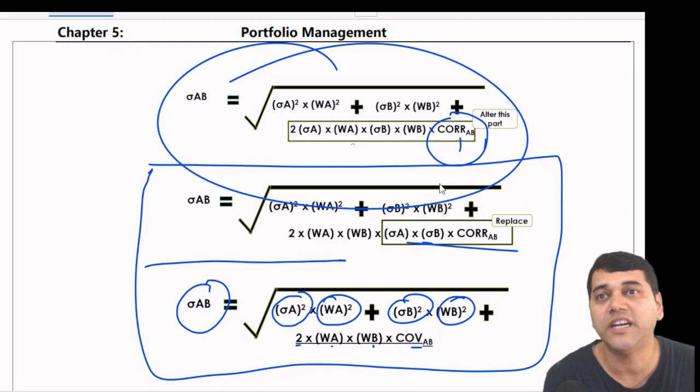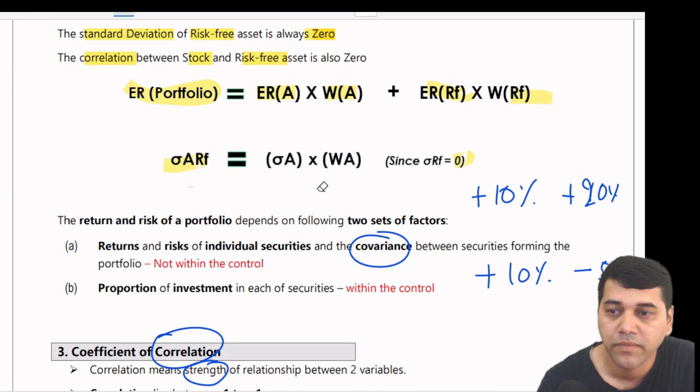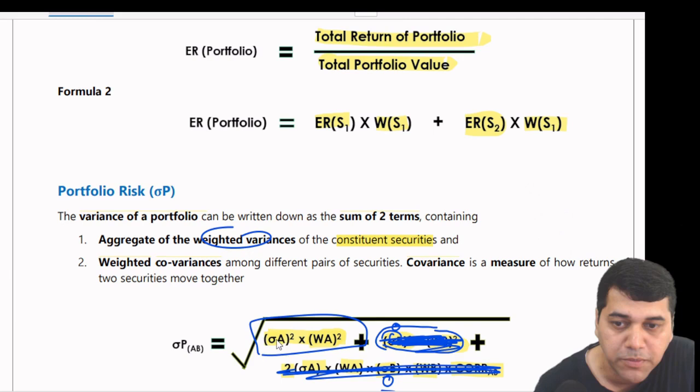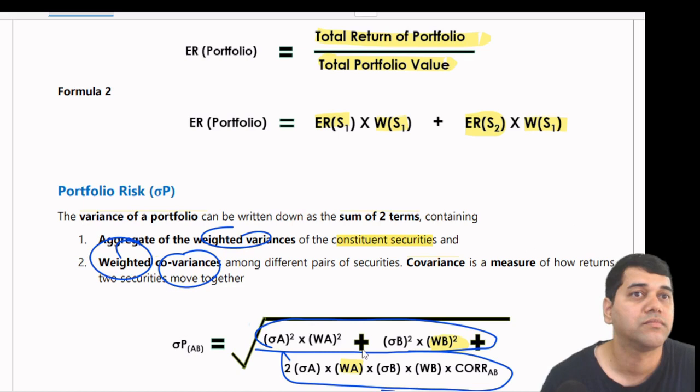If I go back to the equation here, the first thing I told you is that portfolio risk is the aggregate of the weighted variance. That means the first portion is the aggregate of the weights, and the weighted covariance is the second portion. Why? Statistically, it is generally accepted. People understood that this should be a measure. So, got an idea? Okay, we'll solve.